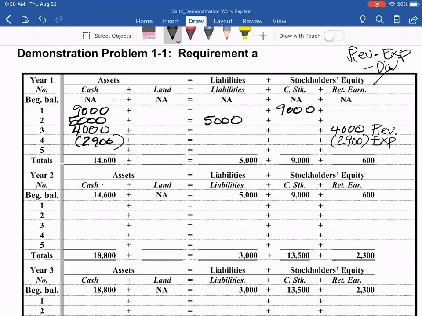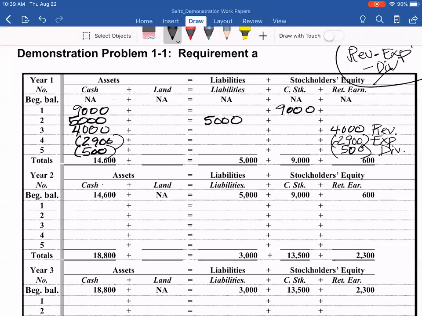And finally, for year 1, the company paid $500 in dividends to its stockholders. So again, I'm going to decrease the $500, and like I put up here, dividends also decrease retained earnings. Dividends are never an expense. Dividends are never an expense of the business. They're just a return to the stockholders.